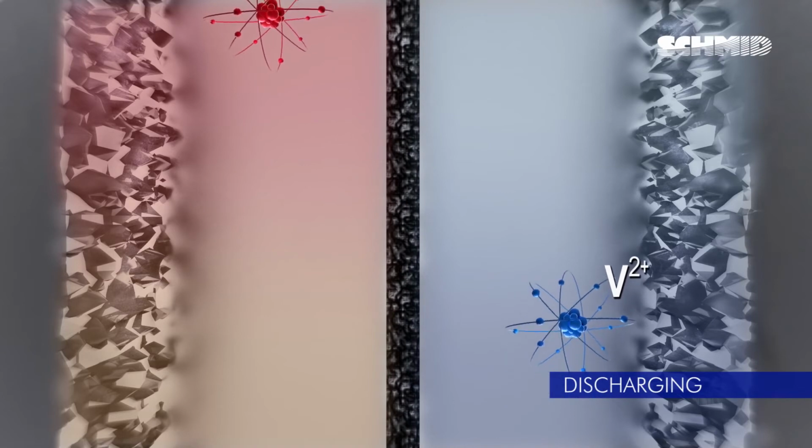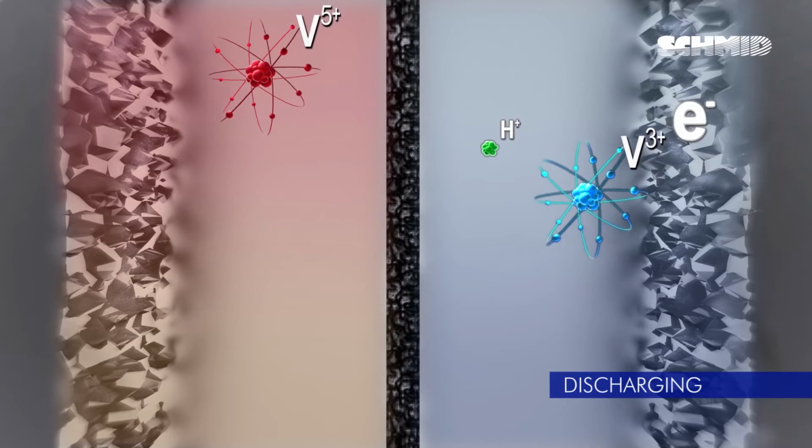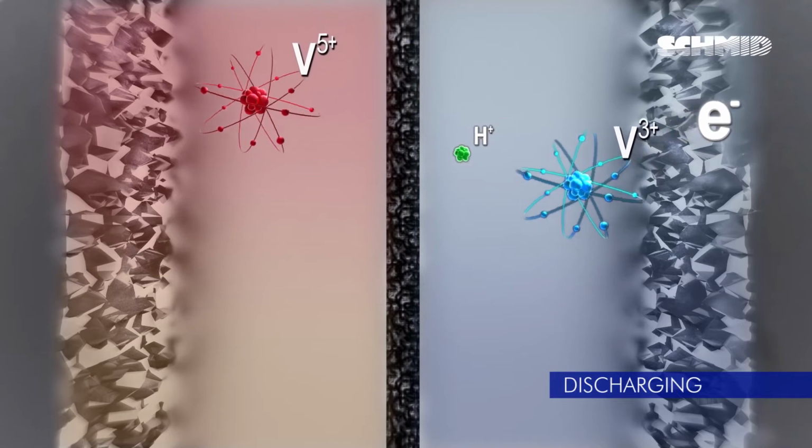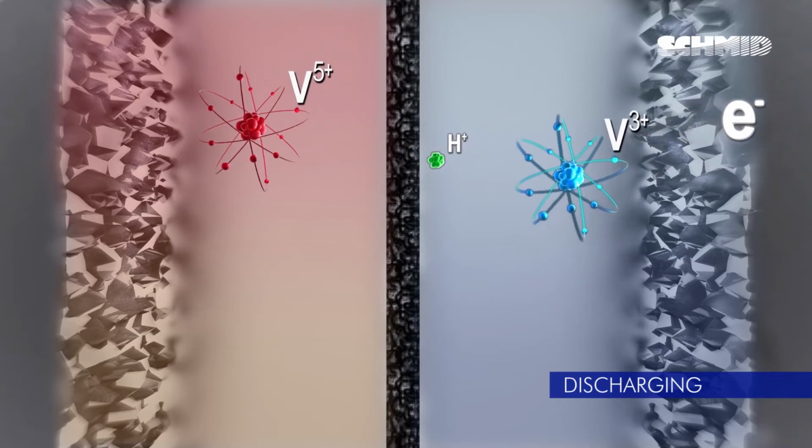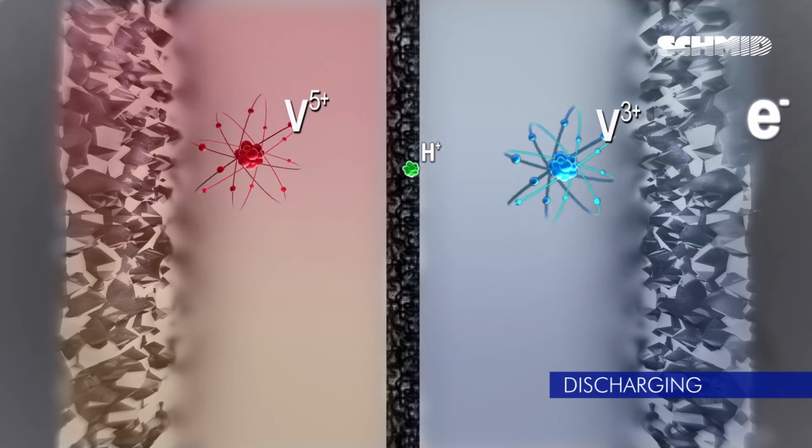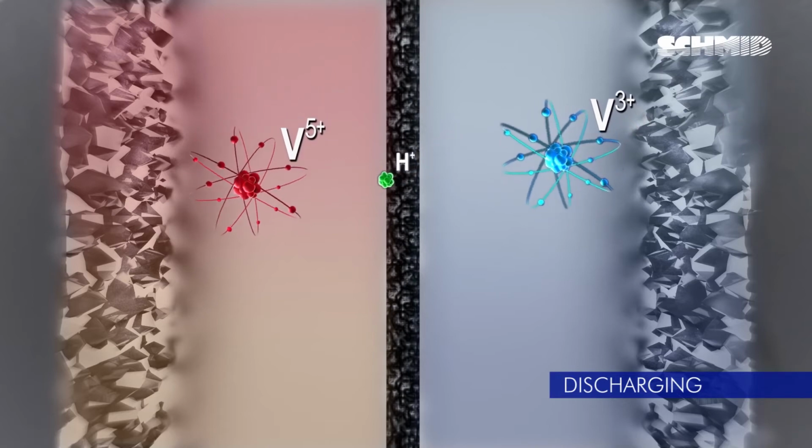At the molecular level, the reverse of the charging reaction occurs. Vanadium-2 is oxidized to form vanadium-3, releasing an electron which carries the electrical energy. For charge balancing, a hydronium ion crosses the ion conductive membrane.